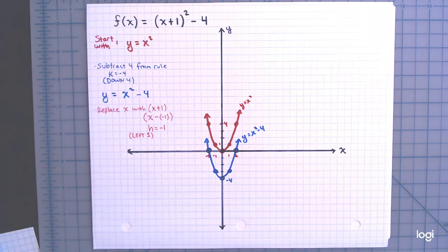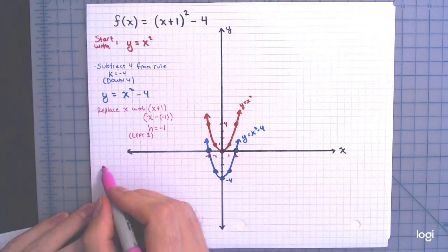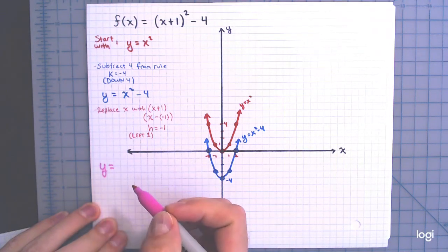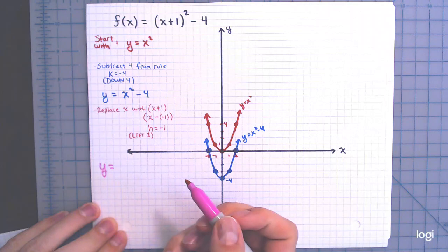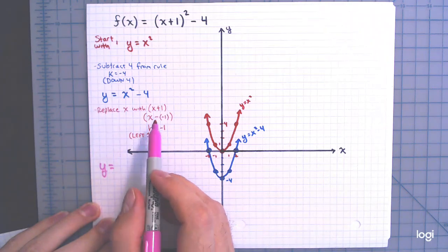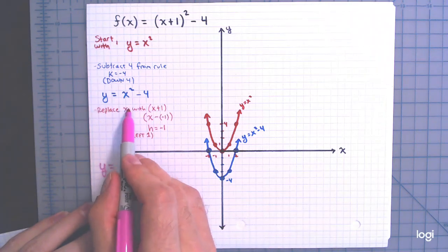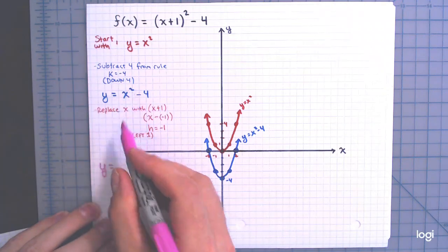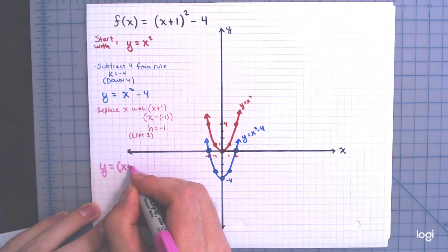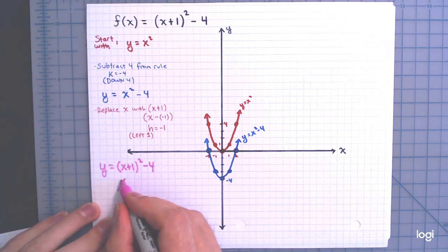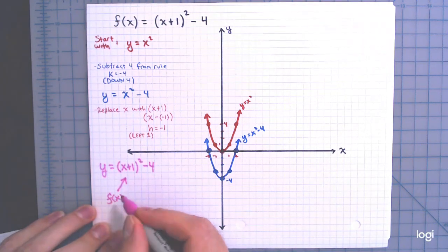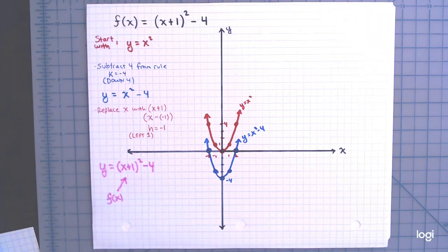I'll do this maybe in a more distinguished color. I've got pink here. I don't know if that's any different from the red in the video, but this is like a pinkish. So I take my old rule and replace all the x's with x plus 1. So instead of x squared, I have the quantity x plus 1 squared, and then you have the minus 4 after. And this is the f of x that we're talking about. This is the graph of f that we're trying to make.